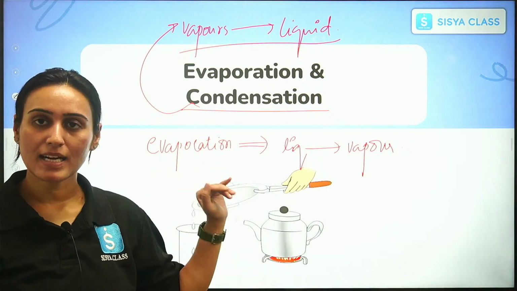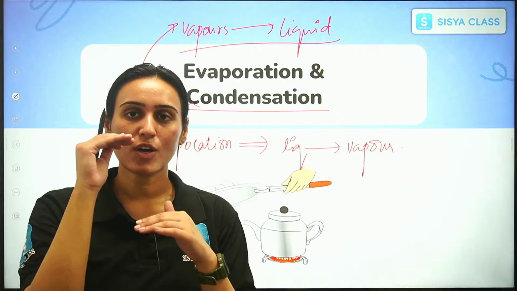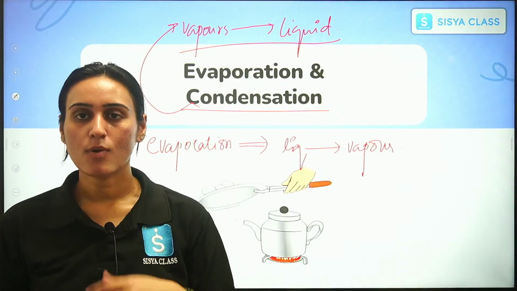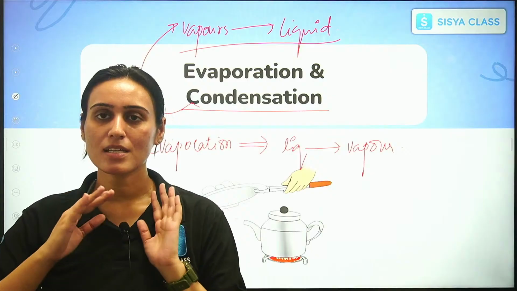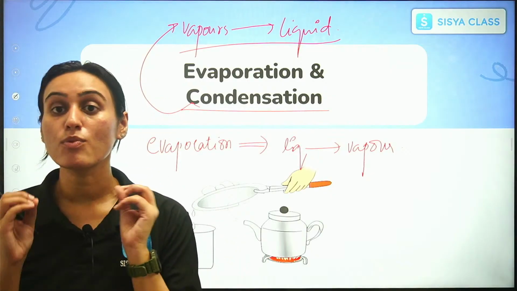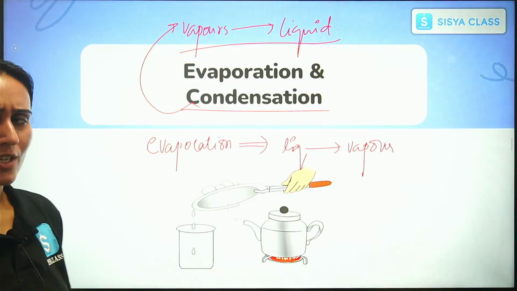So you have separated out your salt from the water by evaporation. Now if you collect that water, you can turn it back into liquid. So evaporation plus condensation can give us both back, right? The salt also and the liquid water also, right?